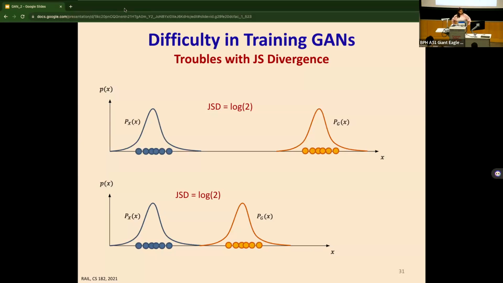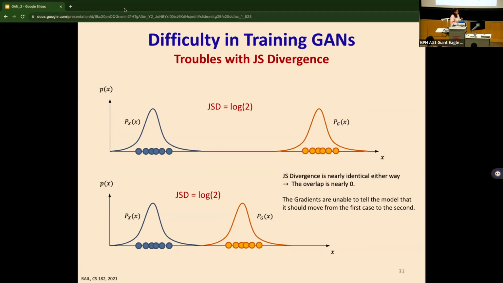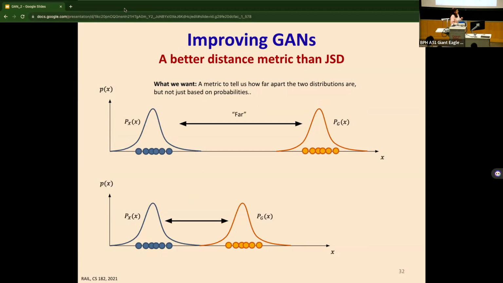But is this enough? Our goal is to make both of them overlap over each other. Is just knowing that both of them are apart enough? No, right? We want to know what is the distance between them. So this is our problem over here with JS divergence. The distributions here are farther apart than they are over here. And we want to be able to quantify this, right? We want to know the distance so we know which way to shift our distribution so that they overlap.